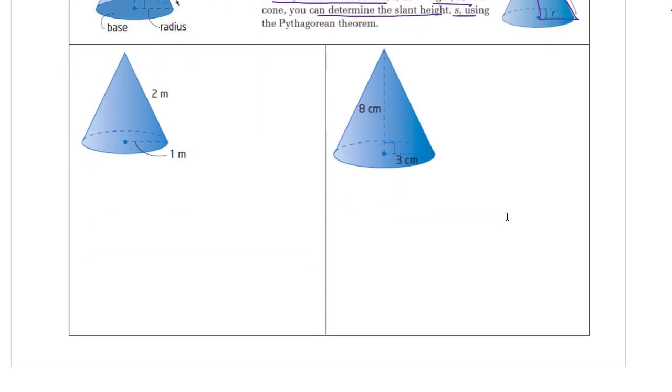Now, the first one, they give me the slant. It's labeled on the side. So this is the slant. I don't need the height. They didn't give it to me, but I don't need it. And they gave me the radius.